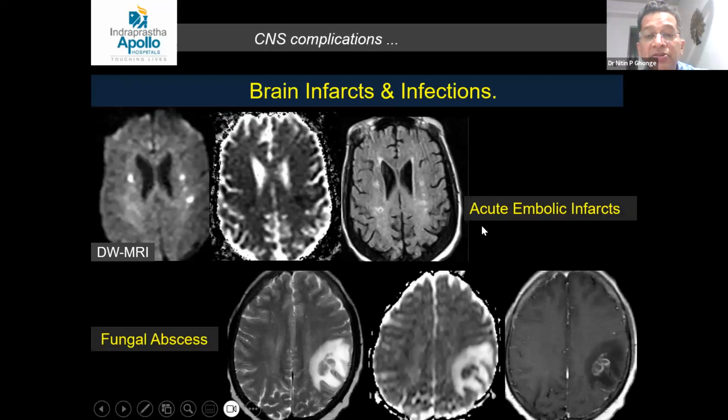In fungal abscess, tubercular abscess, so this diffusion weighted images should be known. They are in set of two images, ADC.